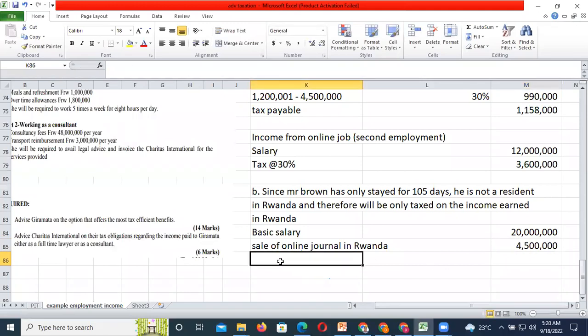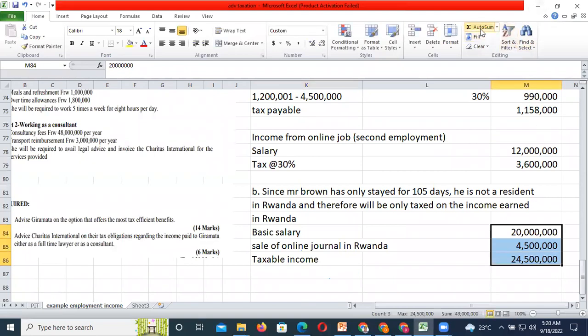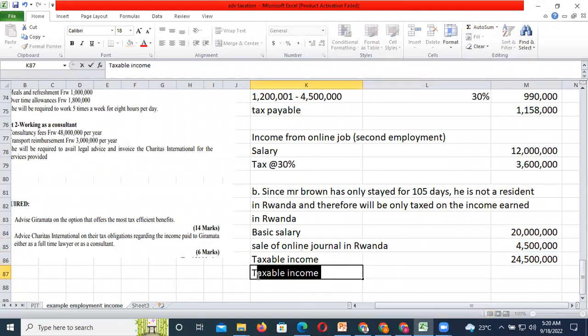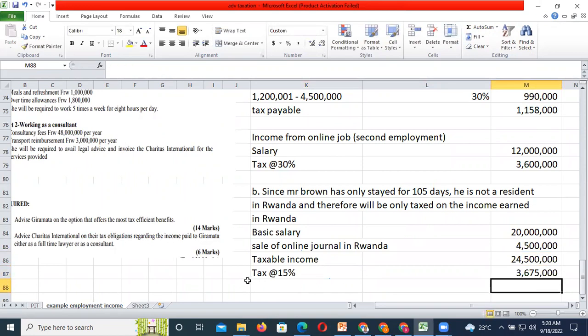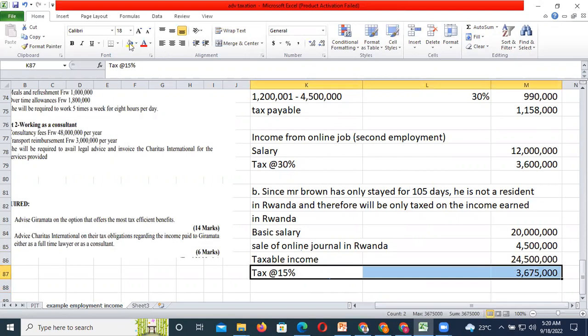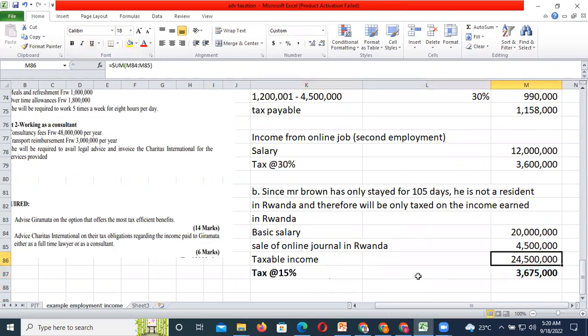So his taxable income will be, then the tax will be at 15%. So that is how Mr. Brown will be taxed on this income.